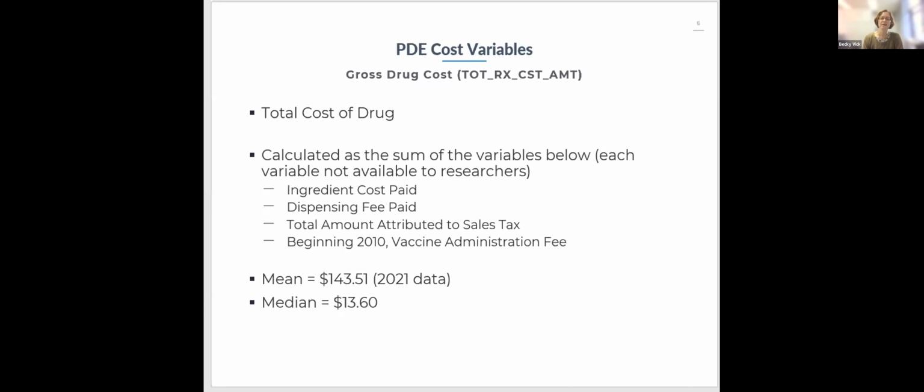FYI, the mean value for the total RX cost amount in 2021 was $143. The median was $13.60. So you can see just how much the high cost drugs are pulling the mean above the median. There's just a big difference between the two numbers.